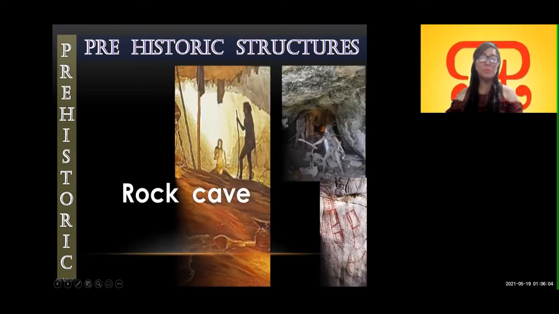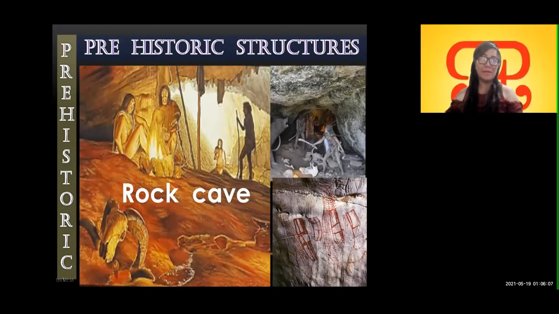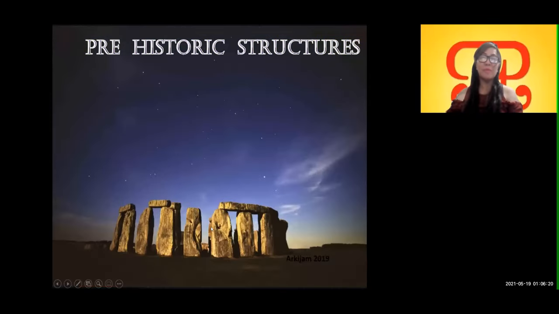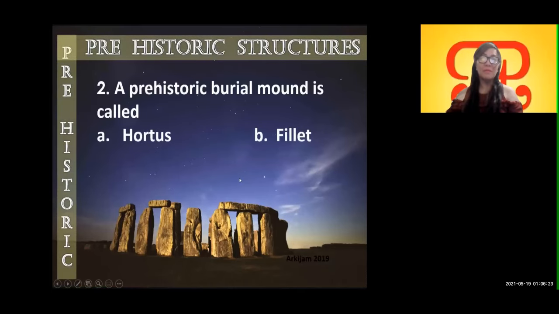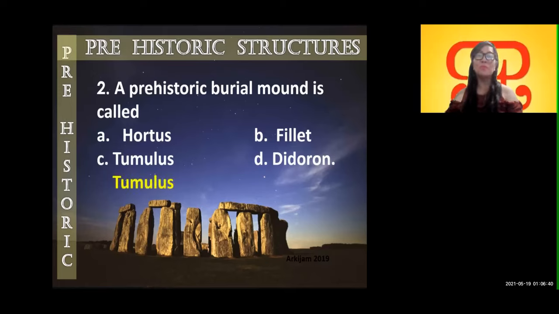Before we move on to number two, here is an example of our rock cave. Not only international, but also here in the Philippines, we also have caves, Tabon Cave, Palawan Cave. And so our number two will be: a prehistoric burial mound is called, is it A, Hortus? Is it B, Philae? Or is it C, Tumulus? Or is it D, Daedoron? The answer here is Tumulus or Tumuli. These are earthen mounds or burial mounds.